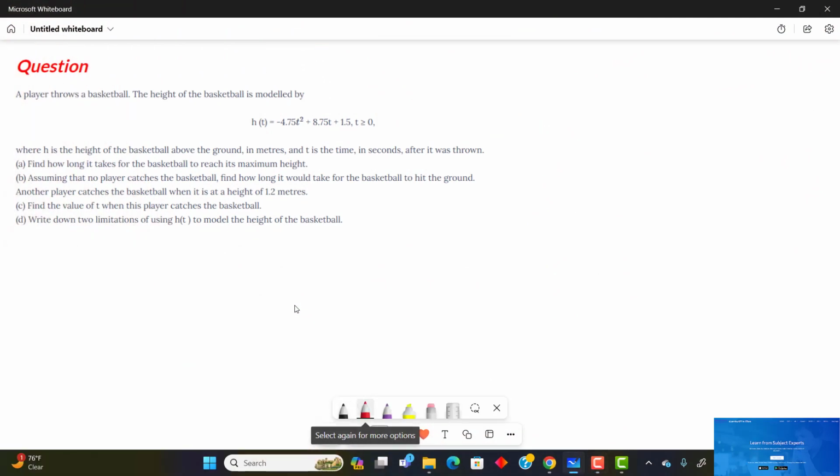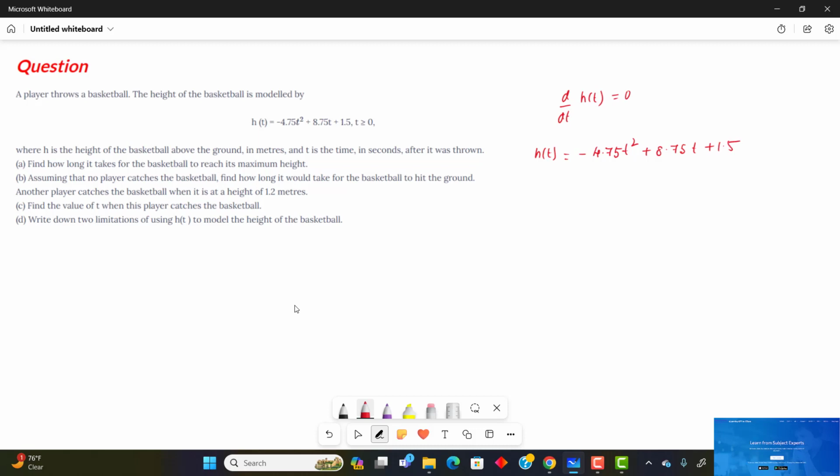In the first part of the question, they are asking us to find how long it takes for the basketball to reach the maximum height. We know to find the maximum height, we will need to take d/dt of h(t) and then equate it to 0 to find the corresponding time for the highest height. Now, in this equation, h(t) is equal to minus 4.75 t square plus 8.75 t plus 1.5.